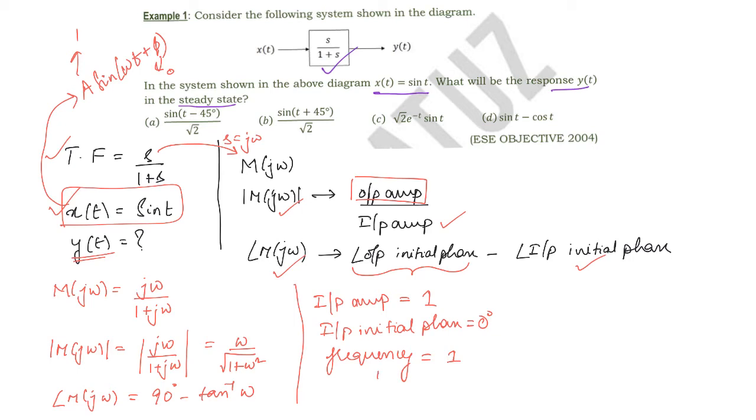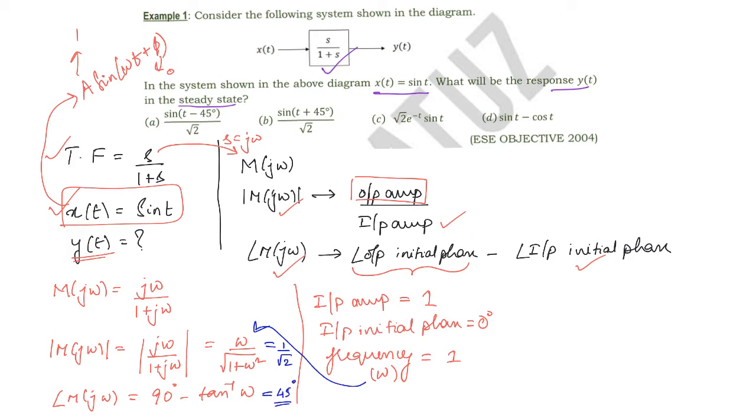This is omega. Now this omega you have to substitute back in the frequency response. Then what will you get? The magnitude is equal to 1 by root 2, and the phase you will get as 90 minus tan inverse 1, which is 45 degrees. So 90 minus 45 degrees is 45 degrees.